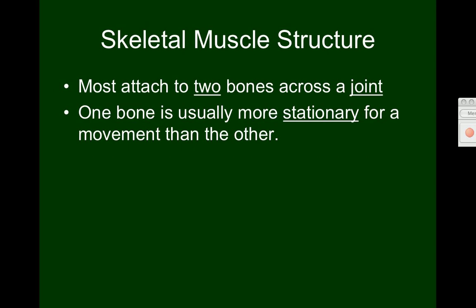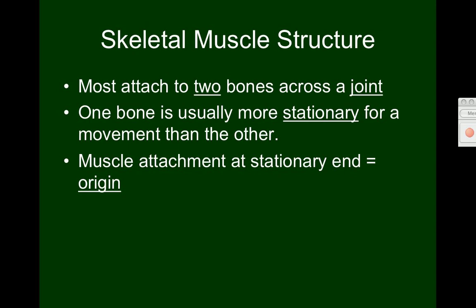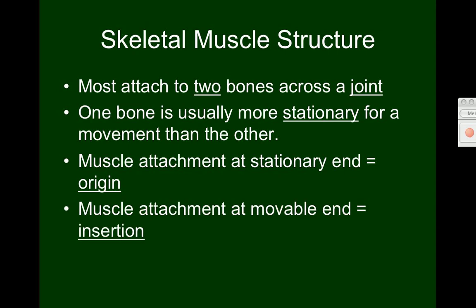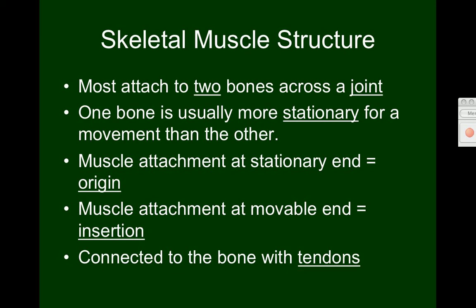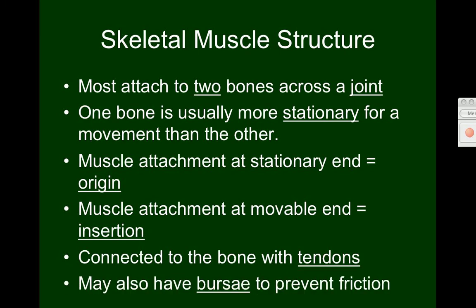Now, obviously, my humerus, when I flex my arm, doesn't move a whole lot, but my ulna, my lower arm, does. The stationary end is called the origin, whereas where the muscle attaches at the movable end is referred to as the insertion. Now, how it's connected to the bones is with a tendon. And in addition, we also may have something called the bursae, which we talked about with the joints, that help prevent friction. Again, that is joint dependent.